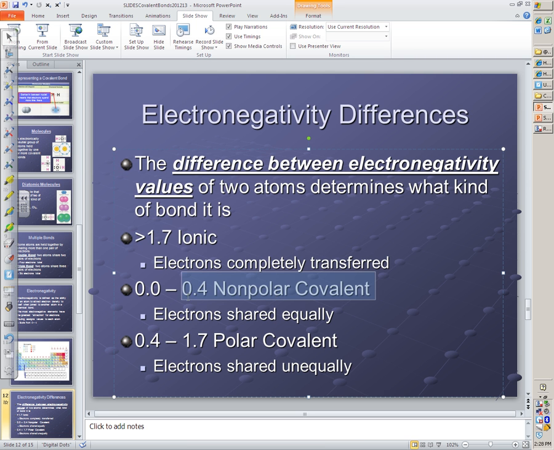But if you have two atoms that are very close in electronegativity value, we get what we call a nonpolar covalent bond. What does it mean when we say that it is nonpolar? Maddie, go ahead.